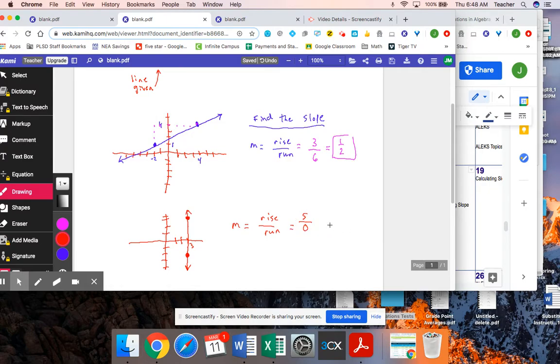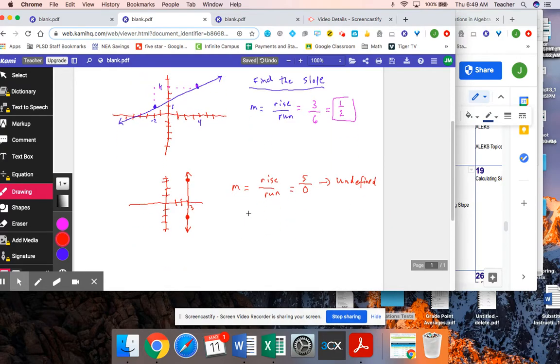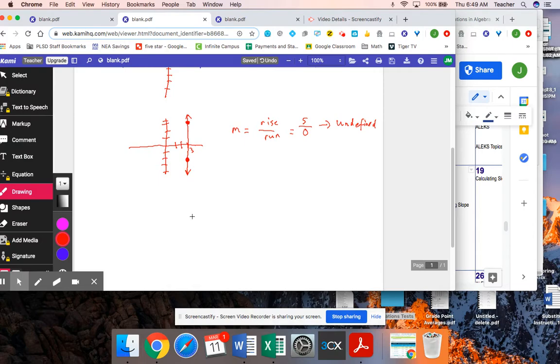That's 0. Now, whenever there's a 0 in the denominator, let me say it this way, you can't divide by 0. So we say that this slope then is undefined. You cannot tell me that there is a slope there because it's undefined. You can't divide by 0.